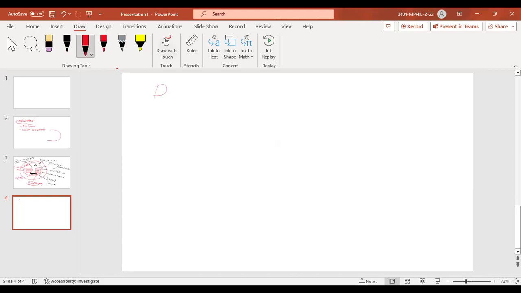There is no light which is required. So it is light.